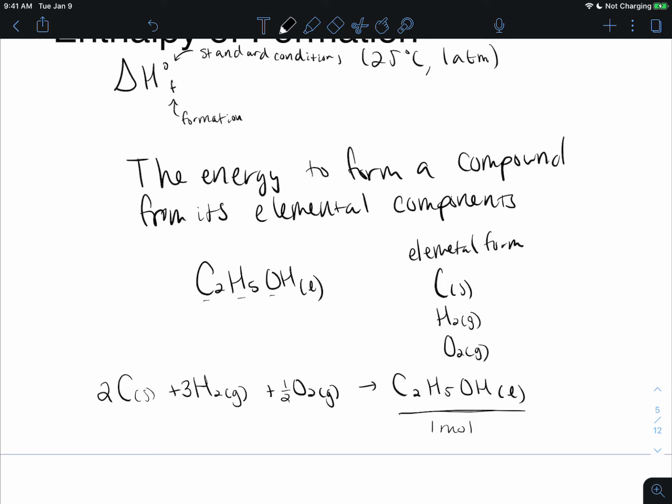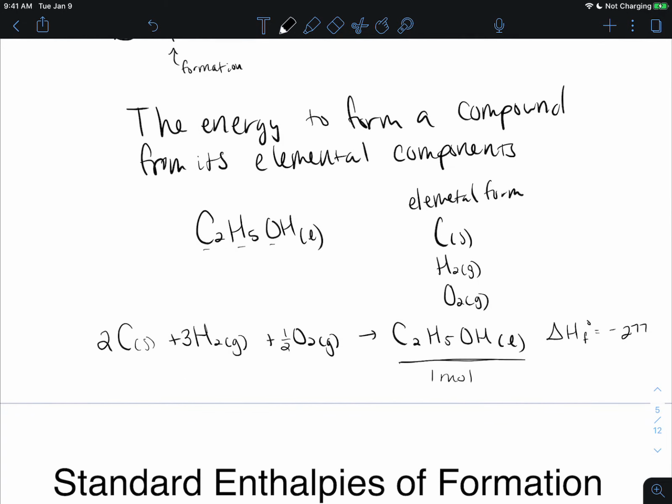And these formations are given in a table. And I will give you guys these tables. But it's delta H information. This value right here is what's given. And it's negative 277.7 kilojoules per 1 mole of ethanol.